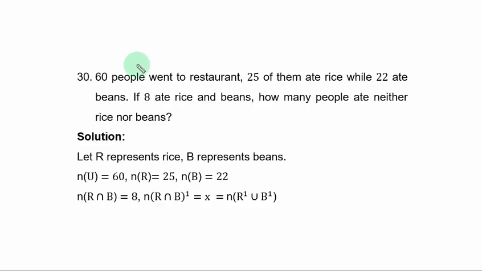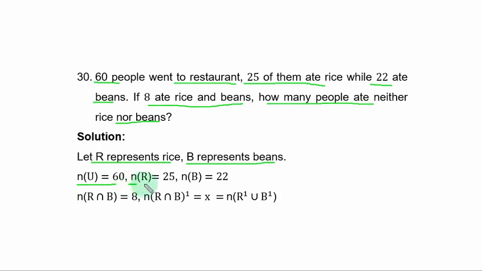Example 30. 60 people went to a restaurant. 25 of them ate rice, while 22 ate beans. If 8 ate rice and beans, how many people ate neither rice nor beans? Solution. Let R represent rice and B represent beans. So you have 60 people that went out. That becomes the universal set.